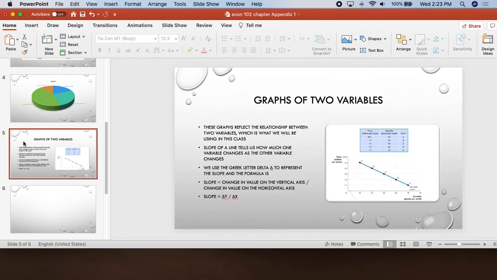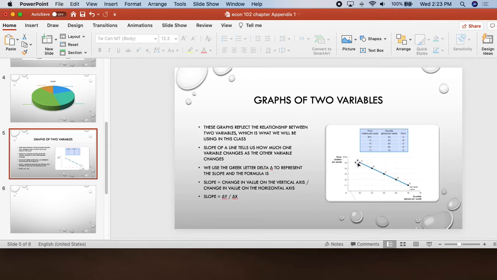All right, now let's discuss two variables, and this is what we're going to be doing in our class. So this is mostly where you need to know how to do this. Basically, these graphs reflect the relationship between two variables, which is what we'll be using in class. So we're going to be talking, for example, about how if the price of milk goes up, you're going to consume less of it, and all of that stuff. So it is important to understand how to graph two variables.